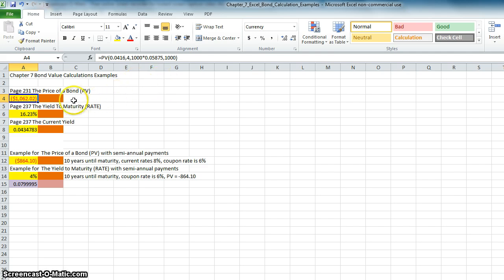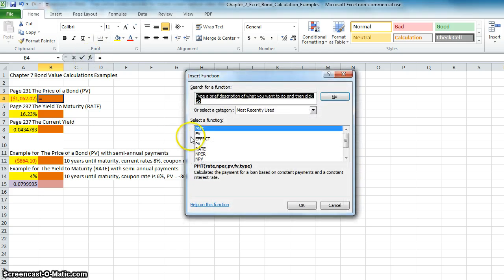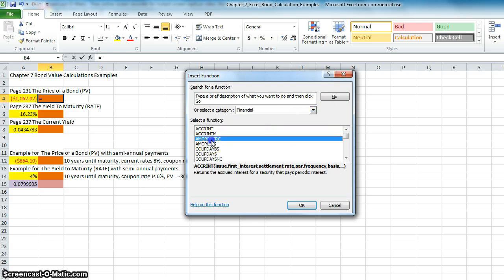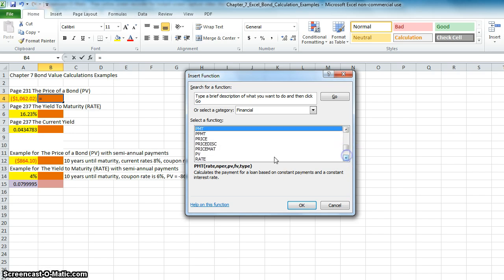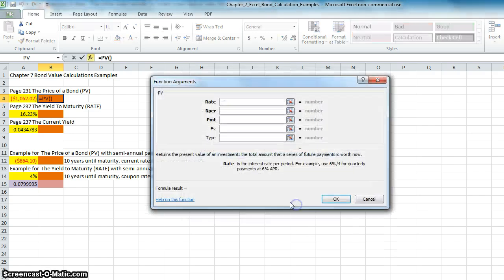So let's do this here. I'm going to jump in here. I'm going to go f of x, and we're going to find present values under financial. Well, go back here a second. I'm going to find financial and PV. So I scroll down to PV. I'm going to say OK.